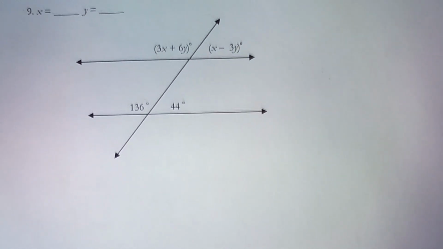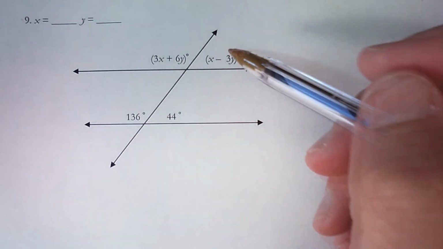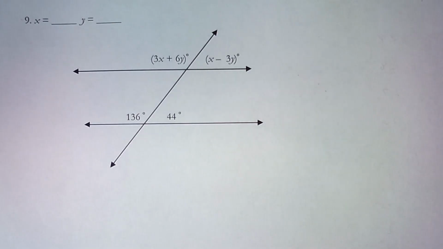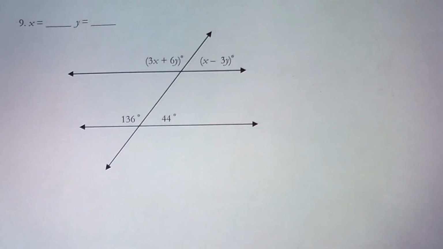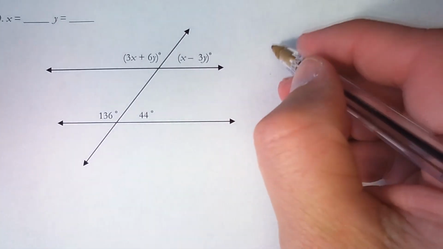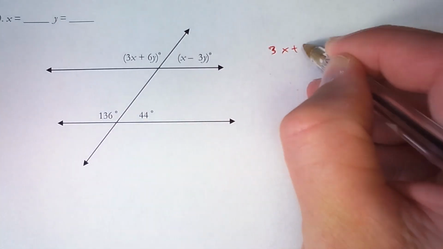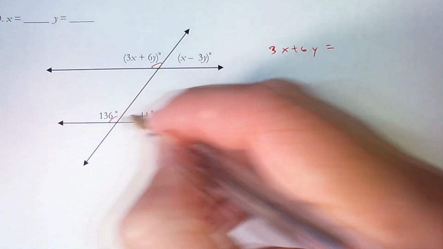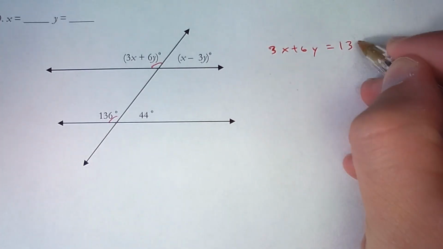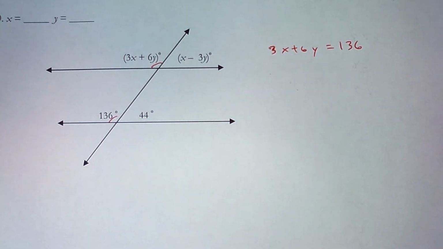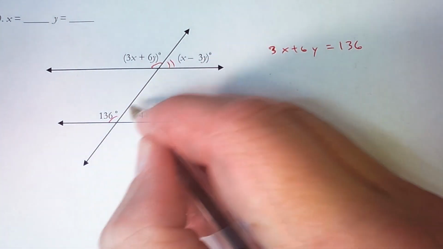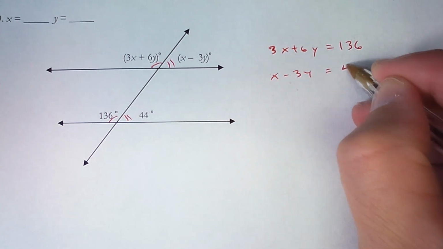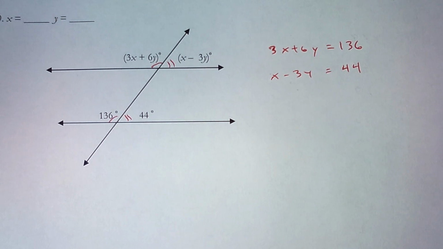Okay, and same question, what values of the variables makes these two lines parallel to each other? Okay, so I'm going to write two different equations. So I've got 3x plus 6y equals its corresponding angle at 136 degrees. Then I've got these corresponding angles, x minus 3y equals 44 degrees.